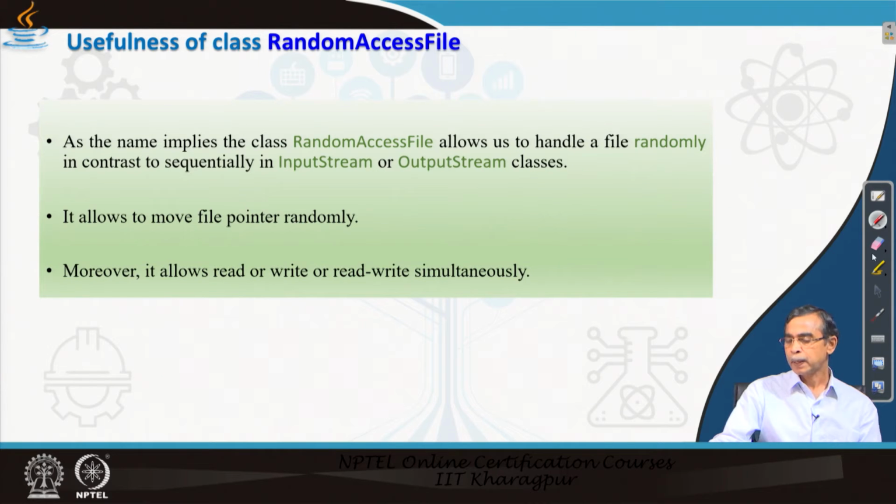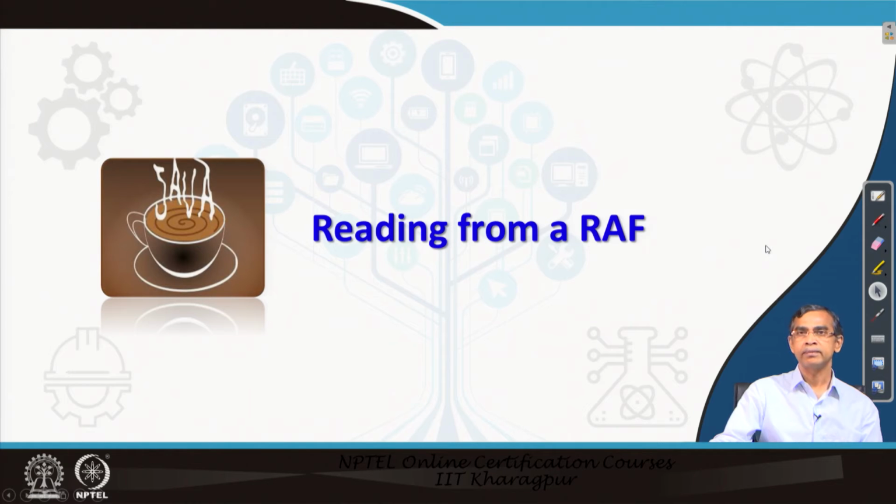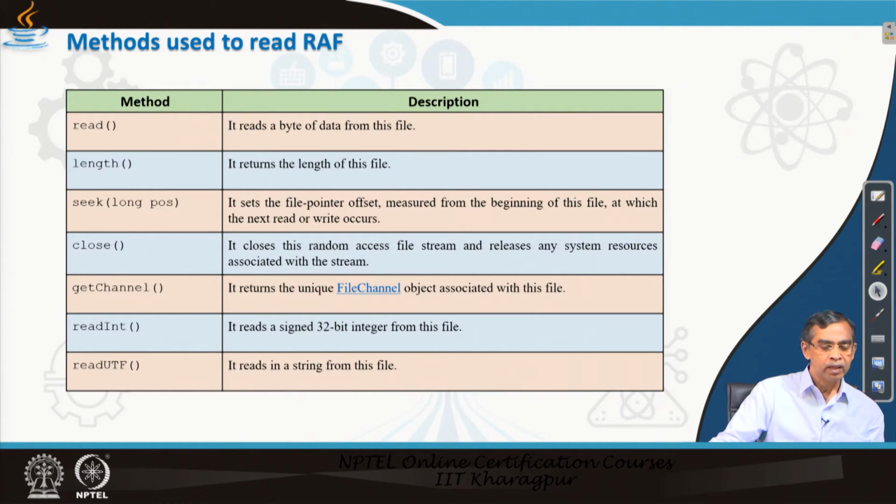Now, let us look at the utility of this class through programs. First we will discuss reading from a random access file, then writing to a random access file, and then both reading and writing. This will make sense of using the random access file. So, first let us consider how we can read some data which is already stored in a random access file. Regarding read, these are the methods that you can consider.